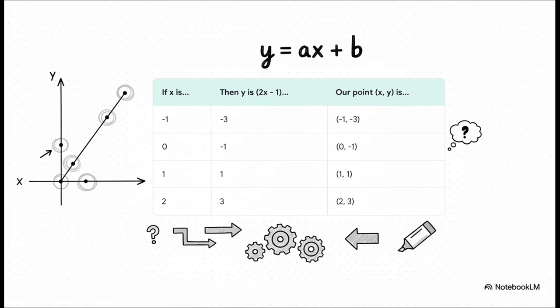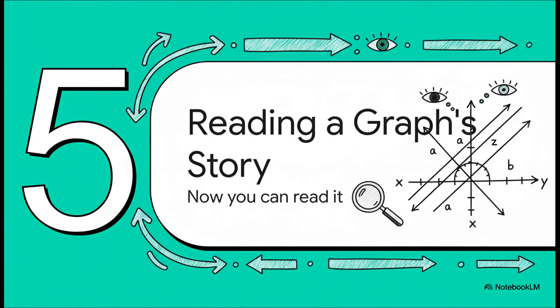So if we choose x to be -1, our formula, that's 2 times -1 minus 1, tells us y has to be -3. And boom, that gives us our first address, (-1, -3). Then we just do that again for a few more easy x values like 0, 1, and 2. And just like that, we have all the points we need to draw our line. Fantastic. We've decoded the formula and even built a line.